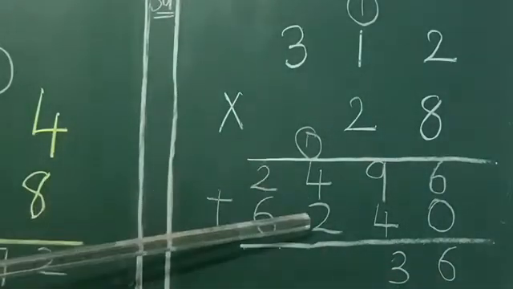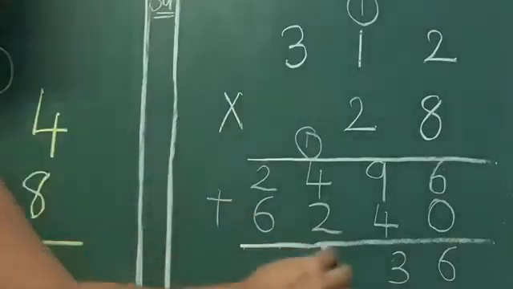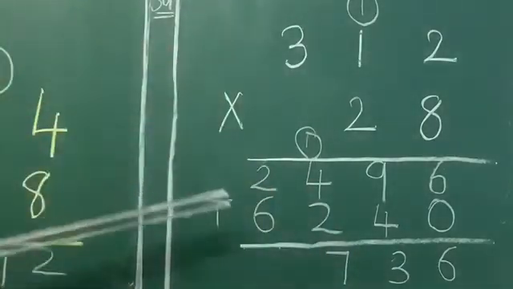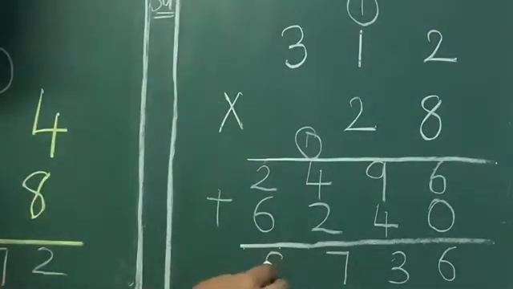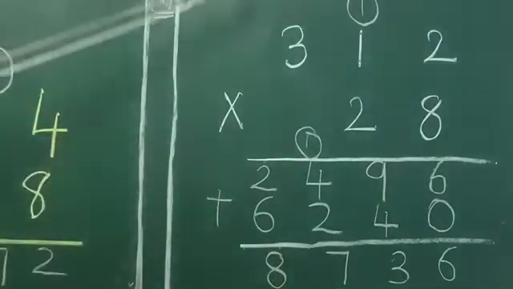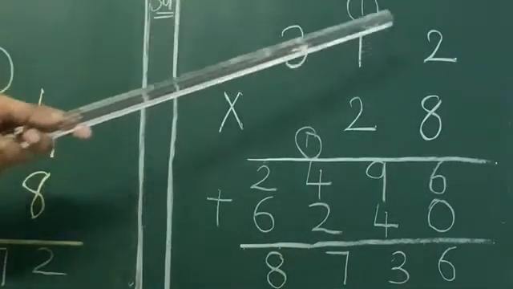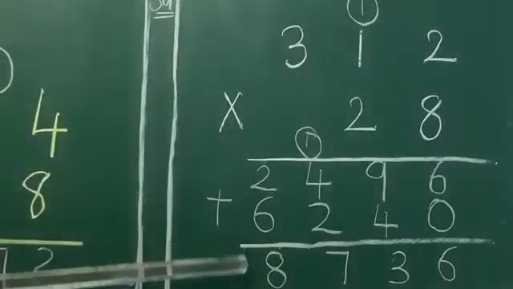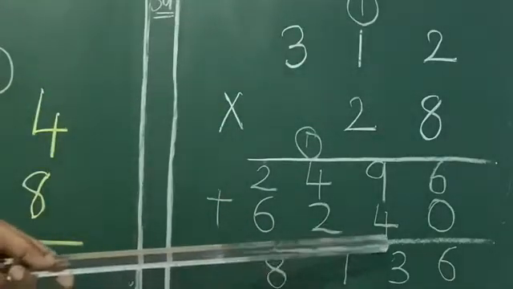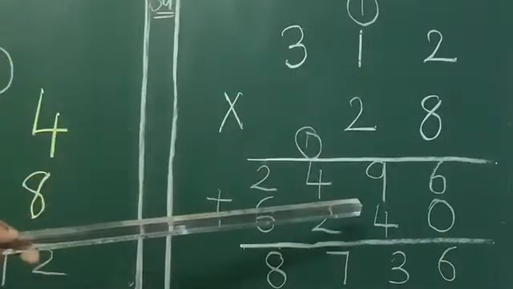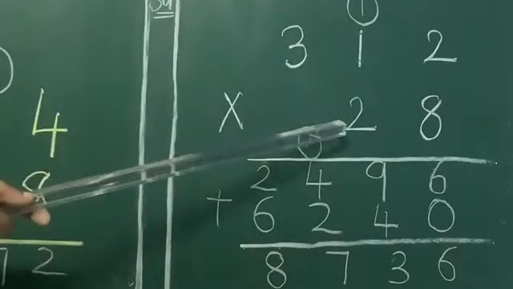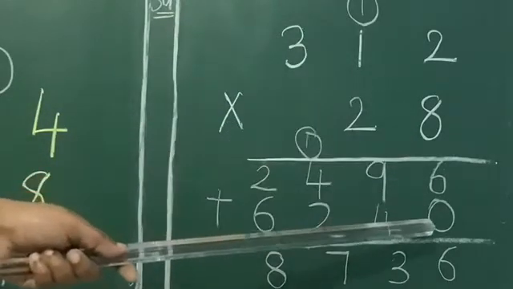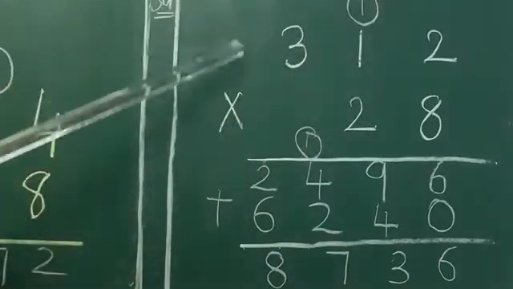Now what is 4 plus 2? 6. 6 plus 1? It is 7. Now 6 plus 2? It is 8. So what is the answer? 312 into 28 is equal to 8,736. Here one important thing you have to remember: when you are multiplying with tens place digit, you have to write 0, then you multiply normally.